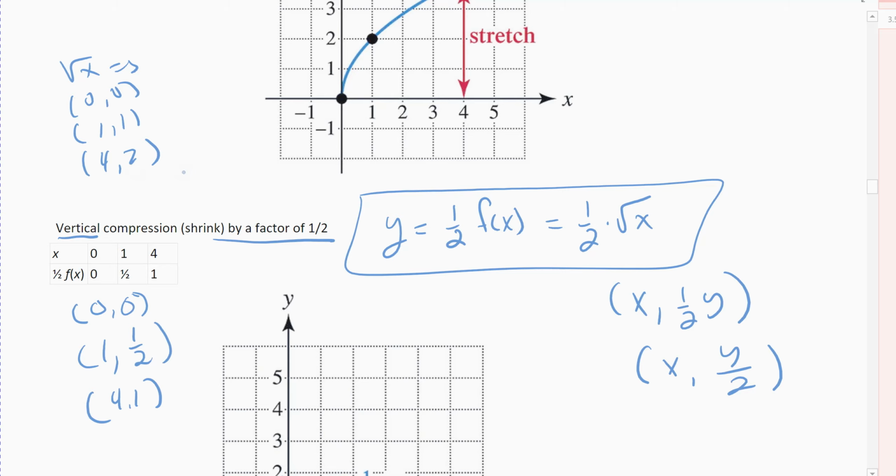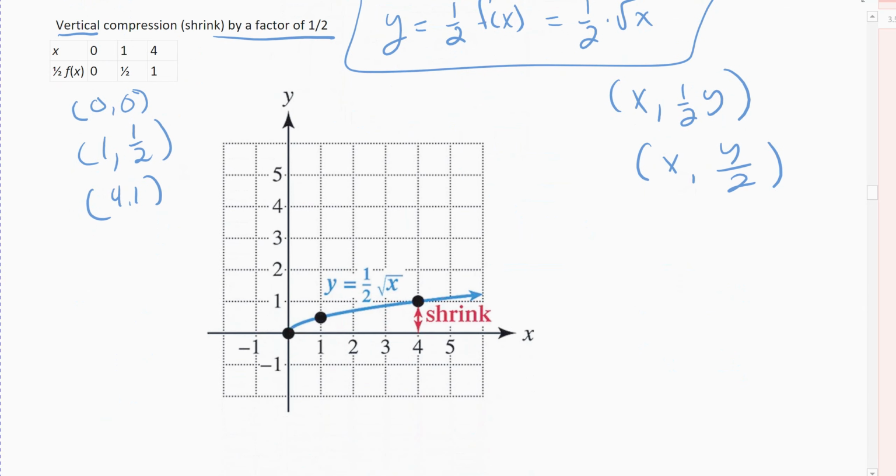All of my y values got multiplied by 1/2 or divided by 2, whichever way you want to think about it. And so again, it compresses my graph. It smooshed it down towards the x-axis. The original graph went through the points 1, 1 and 4, 2, and was up here, the original square root of x. By multiplying by 1/2, we pushed it down. We shrank the distance it was from the x-axis by 1/2. That's why we say by a factor of 1/2. If it was a third, it would get smushed down by a third. If it was a fifth, it would get smushed down by a fifth.